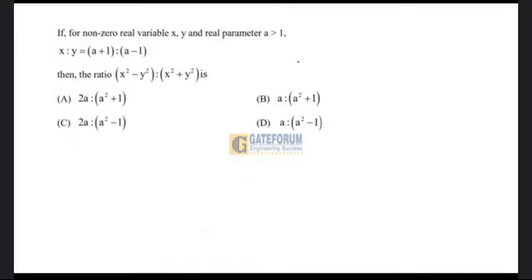Next, if for non-zero real variables x and y and real parameter a greater than 1, x is to y is equal to a plus 1 is to a minus 1, then the ratio x square minus y square is to x square plus y square is equal to what?